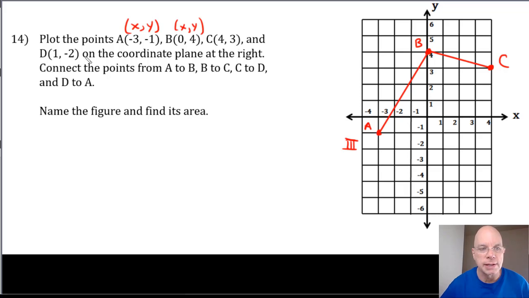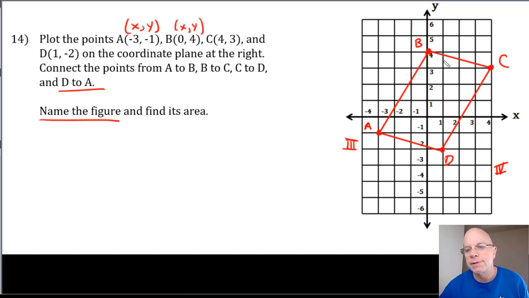And point D is (1, -2). So I start at the origin and I go in the positive 1 direction for x, or 1 to the right, and the -2 direction for y, which is 2 down. So point D is in quadrant 4, connected to C, and then connect D to A, it says here at the end, and then name the figure.